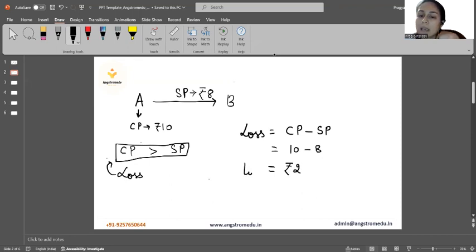So we can say A has done this transaction while incurring a loss of rupees 2 in our case.